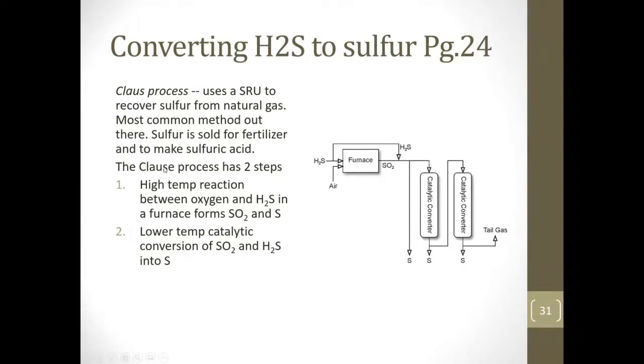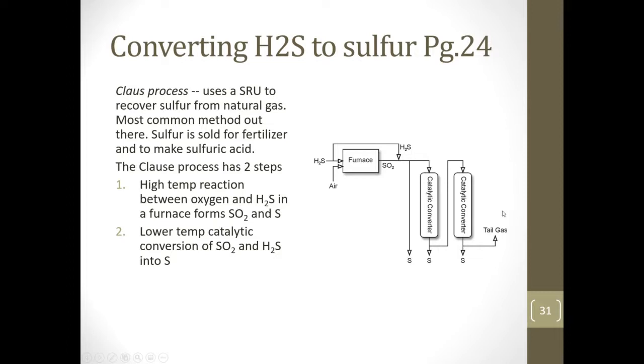The Claus process has two steps. The first step is a high temperature reaction between oxygen and H2S in a furnace, which forms sulfur dioxide and sulfur. So you'll see sulfur dioxide coming out of here as well as elemental sulfur. The sulfur dioxide then goes off into a lower temperature catalytic conversion of that sulfur dioxide and H2S into yet more sulfur. So some of it will come out right away, some of it will be reprocessed again, and that will be reprocessed again, and through each step we get more and more sulfur out of it.